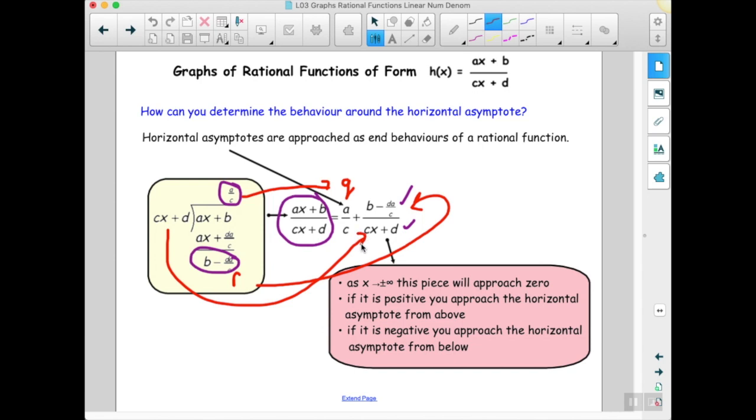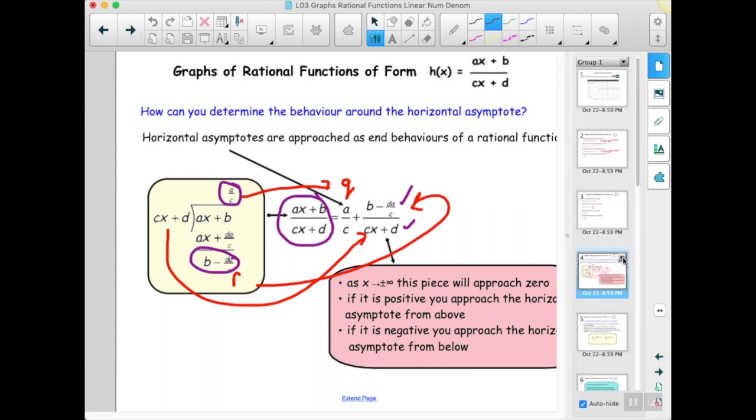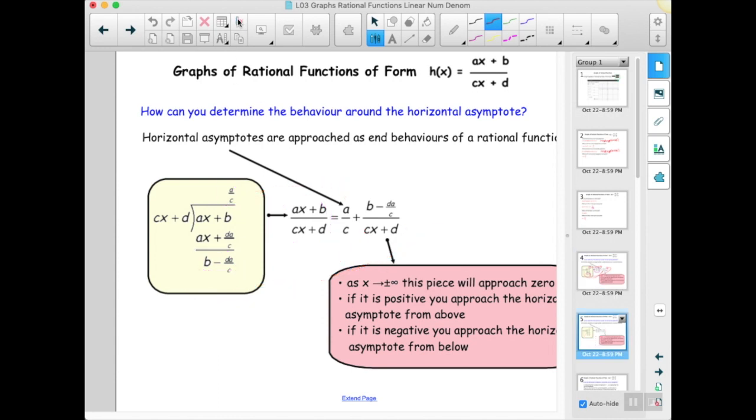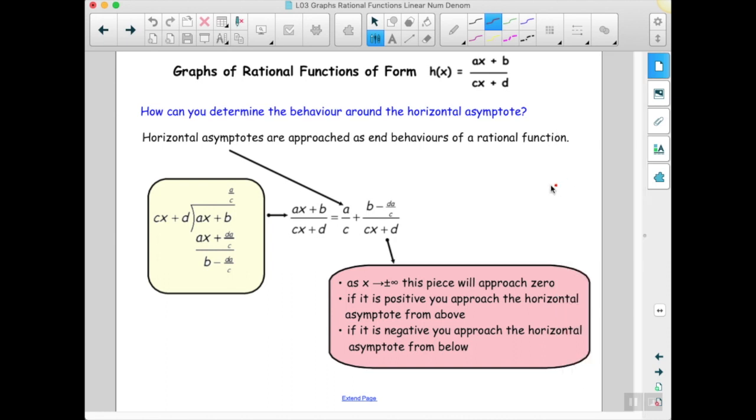Now the reason we want to do this, maybe I'm just going to go to a new slide because that's got a lot of arrows on it now. Let's go to a new slide. I'm going to clear the ink off of this.